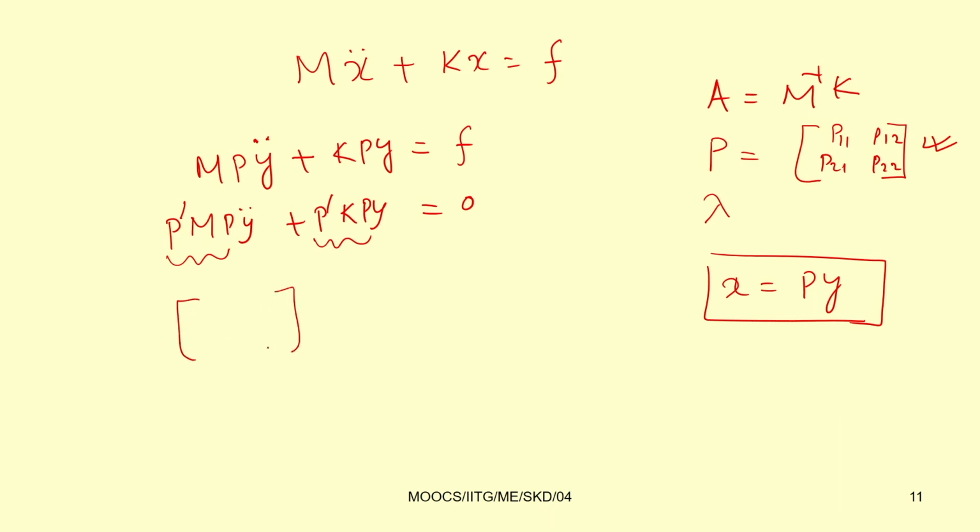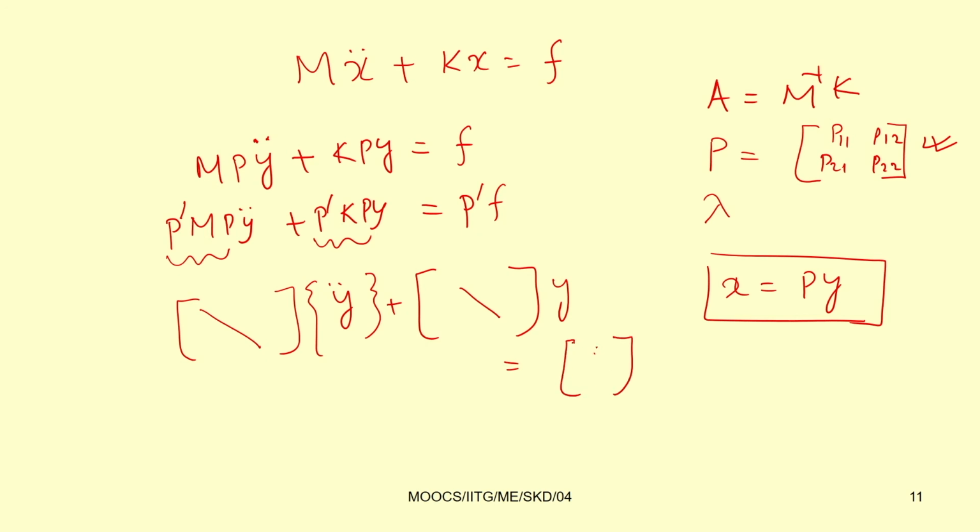So, this is y double dot plus this matrix, which is also diagonal, times y. On the right side it is not 0, because we have multiplied by p transpose, so this is equal to p transpose into f. You have 2 terms here, that is f1 and f2.